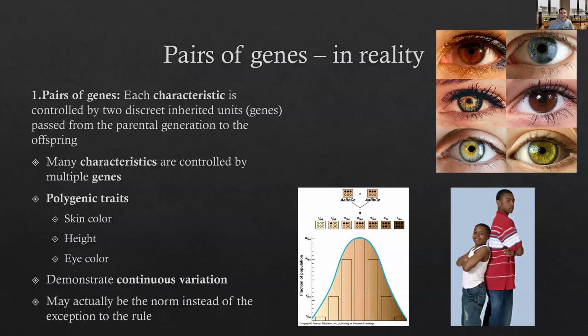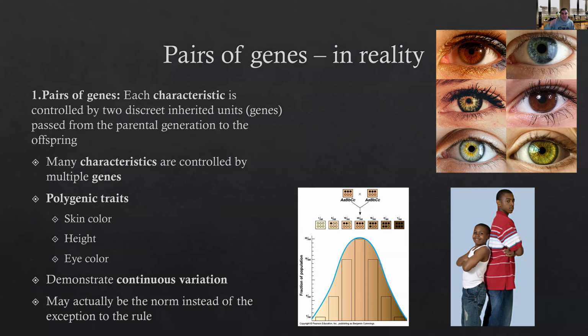But in reality, it's rarely that simple, okay? First and foremost, many characteristics, many of the things that we observe in people, are controlled by multiple genes, all right? So for example, skin color, height, even eye color, which we used to hold up as sort of the model of discrete inheritance. These are not based on a single gene inheritance. They're based on polygenic inheritance, or the inheritance of multiple genes.